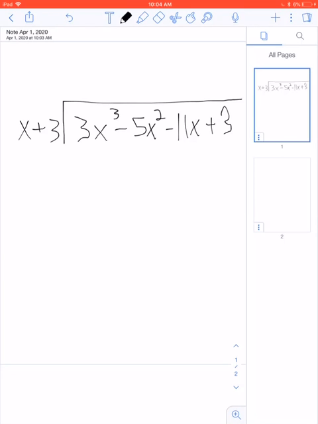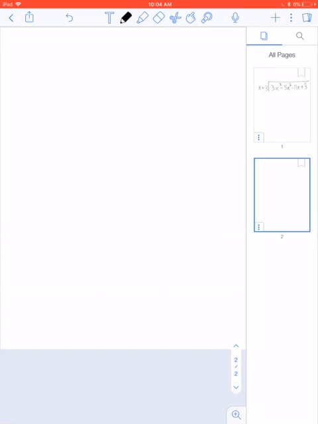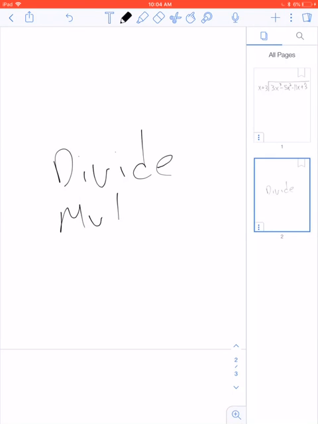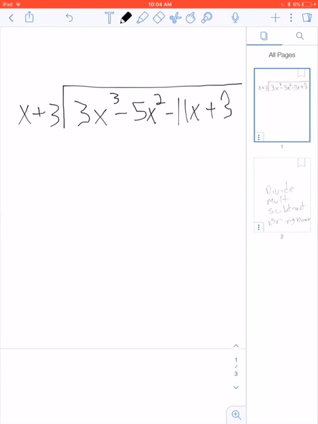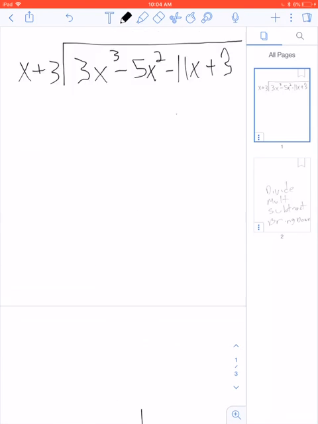Okay, so on this page, let me write out our steps, right? Remember, we are doing the steps divide, multiply, subtract, and bring down. Okay, cool. So our first step, like we said, is always to do some division.